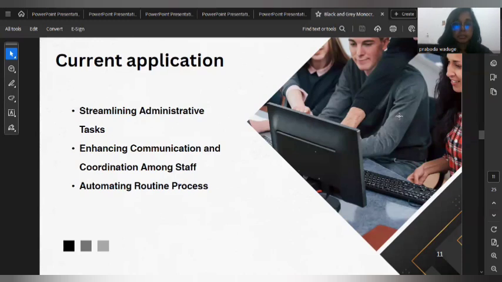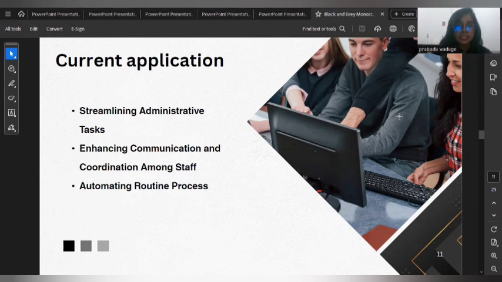I'm Prabodha Baduge. I'm discussing current applications in education systems in MIS. First point, streamlining administrative tasks. A management information system plays a crucial role in streamlining administrative tasks in educational institutions. It automates processes such as student admissions, course registration, and scheduling, reducing manual workload and improving efficiency. By digitizing student records, fee payments, and staff allocation, MIS minimizes paperwork and errors, ensuring smooth and accurate operations. This leads to better resource management and enhanced institutional effectiveness.